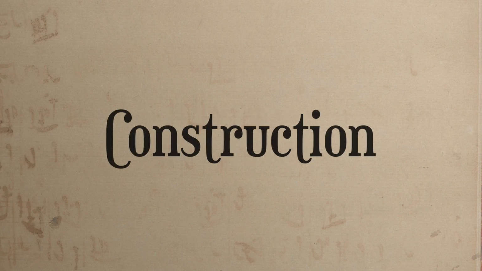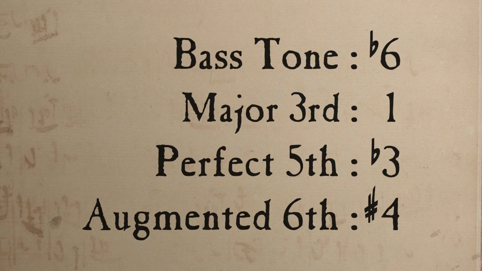The German Augmented 6th chord uses the same tones as the Italian Augmented 6th chord with the addition of the perfect fifth. This utilizes the minor 6th, perfect 1st, minor 3rd, and the augmented 4th scale degrees of the tonality as the bass tone, major 3rd, perfect 5th, and augmented 6th of the German variant.